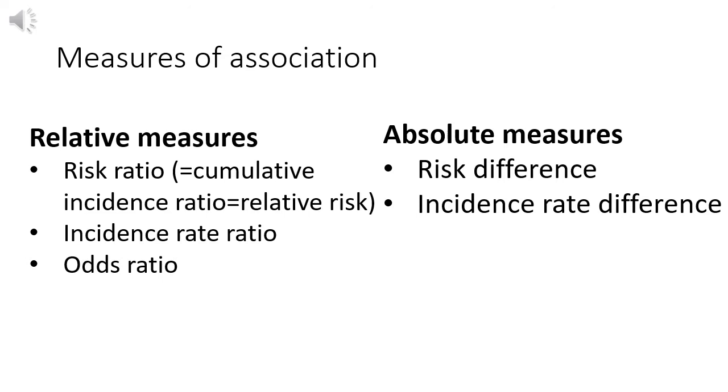In the previous lecture, we said that risk is actually another word for cumulative incidence. So risk ratio is the same as cumulative incidence ratio. Also, relative risk is another way we can say risk ratio.